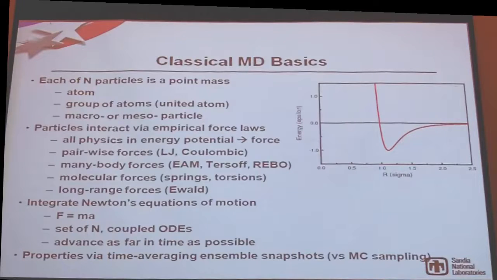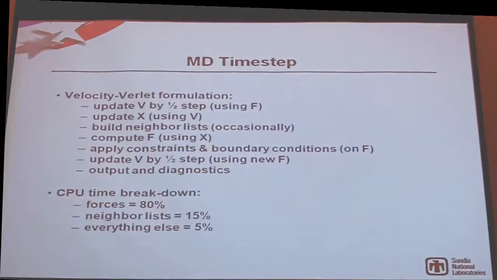We integrate Newton's equations of motion forward through time, F equals ma. And we advance as far as possible in time. And that's really the biggest challenge in molecular simulation today, being able to push out to longer time scales. That's what we would really like to be able to do. And then we can get the properties that we care about. We can extract the information from the molecular simulation by doing some time averaging or doing multiple ensembles versus what you would do in Monte Carlo simulation in terms of sampling.